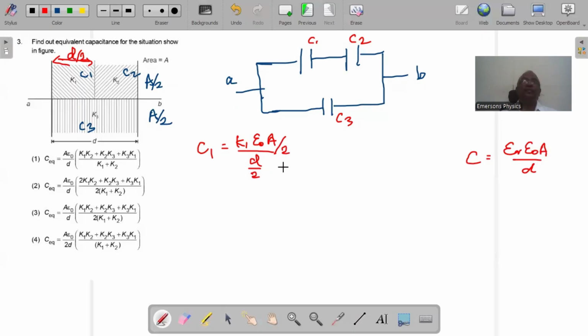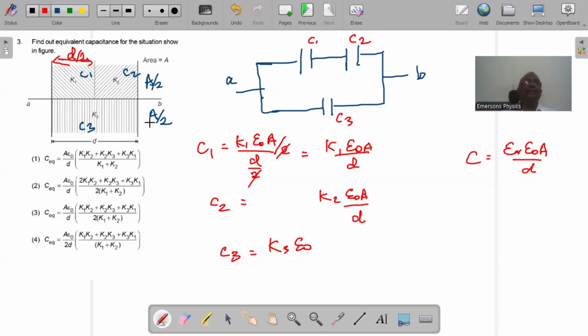So what about these two? These two will get cancelled. The capacitance of C1 is K1 epsilon naught A by D. Similarly C2, the same thing, only K2 epsilon naught A by D. What about C3? C3 is nothing but K3 epsilon naught, A is A by 2, and distance is D.